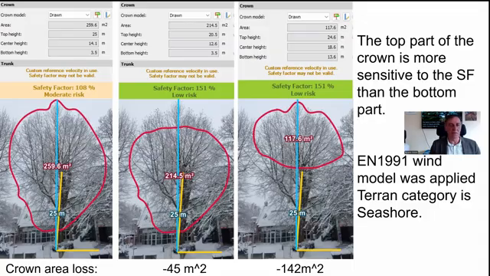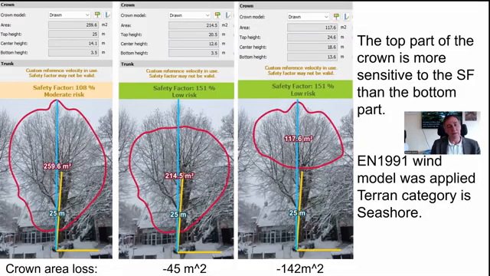And we are using in this model the Euro norm, where the wind speed depends on height. And let's see, the goal was to achieve a safety factor above 150 by reducing the crown at the top. So the red line is moved down, and the crown area loss is 45 square meter, and we were able to get the requested safety of the tree.